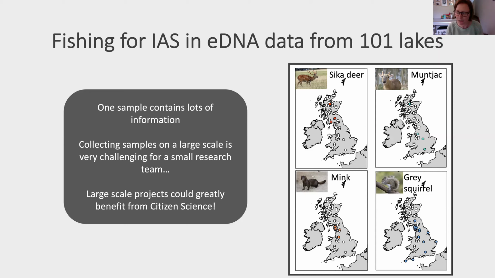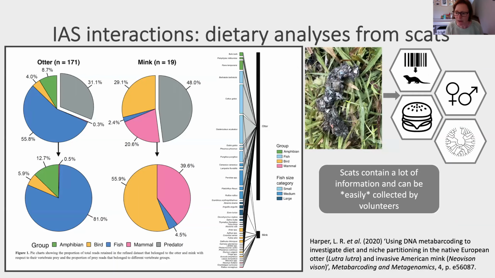And for a small research group like ours, trying to collect water samples on this kind of scale was impossible. So we had to rope in members of the environment agencies that we were working with. But actually, these kind of projects can massively benefit from citizen science. So my final case study is about scats. So we've been working on otters and mink over the last couple of years, collecting spraint samples or scat samples and metabarcoding them to work out what otters and mink have been eating.